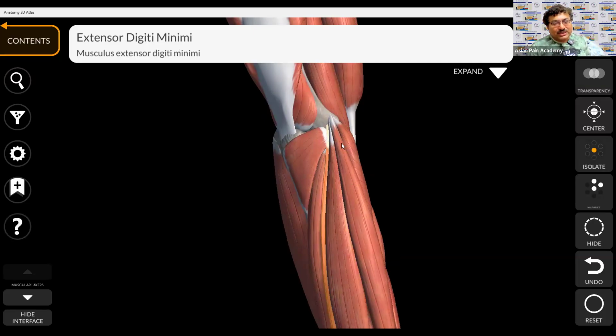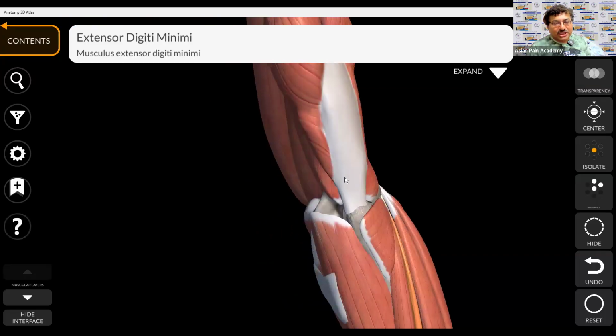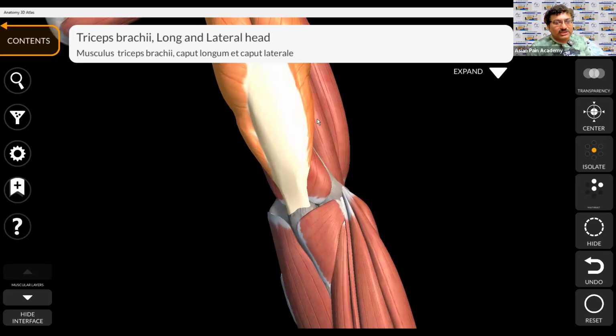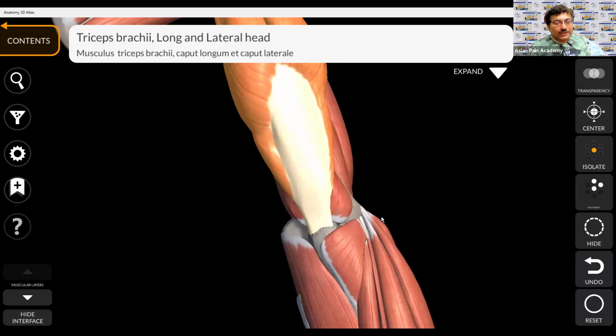So this remains in the anterior part, in the lateral part, whereas in the posterior part we have a big muscle, that is the triceps, which having all three heads, they are combined together into the triceps tendon, and that attaches with the tip of the olecranon process. So here there could be possible pathology like triceps tendinopathy.